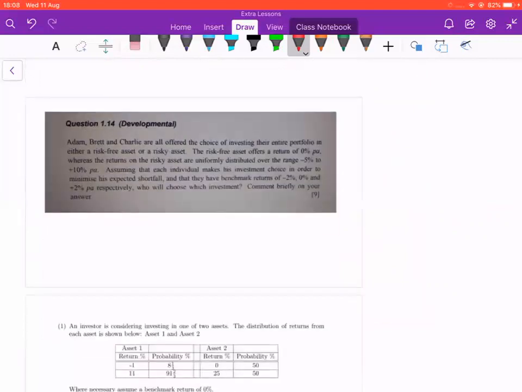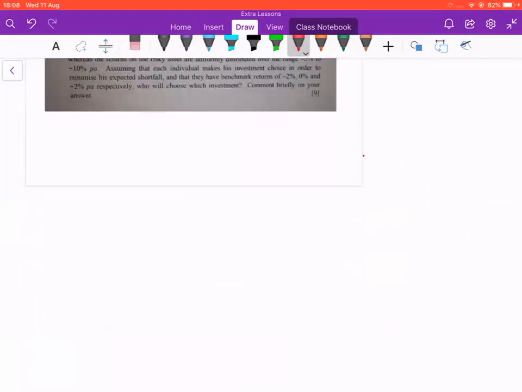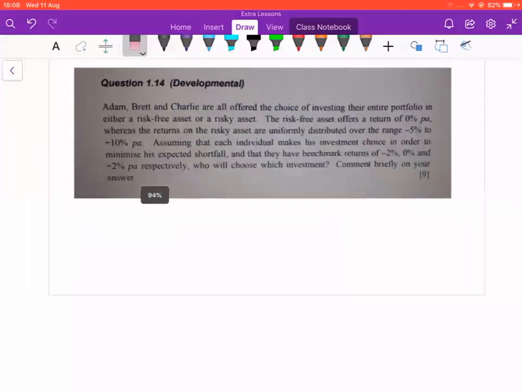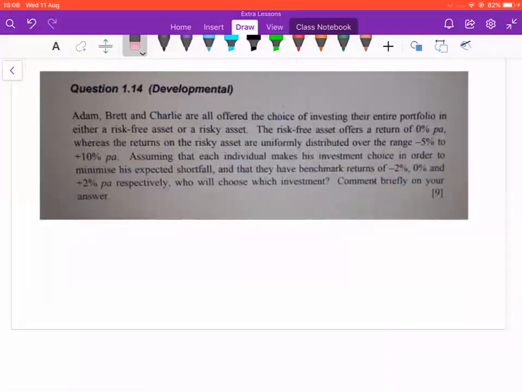So we are going to do a question. Someone sent me this question again. It's from the Institute and Faculty of Actuaries. It's 9 marks. Don't be surprised by the marks, because they want to give you 9 marks for a question like this. They're saying that Adam, Brad, and Charlie are all offered the choice of investing their entire portfolio in either a risk-free asset or a risky asset.